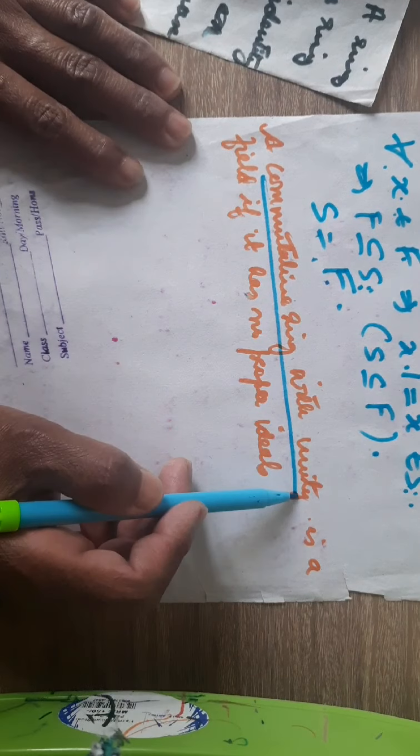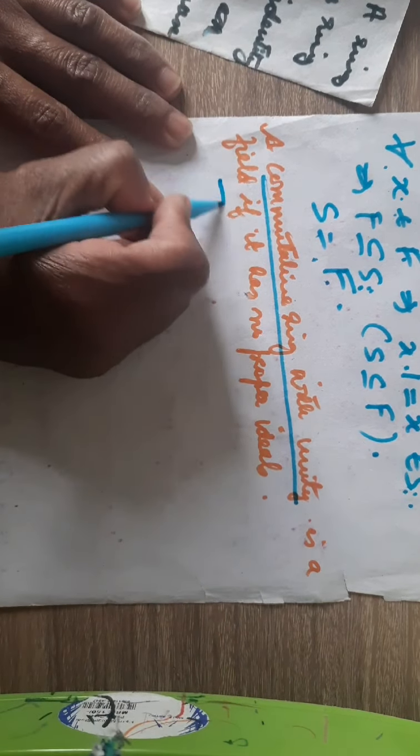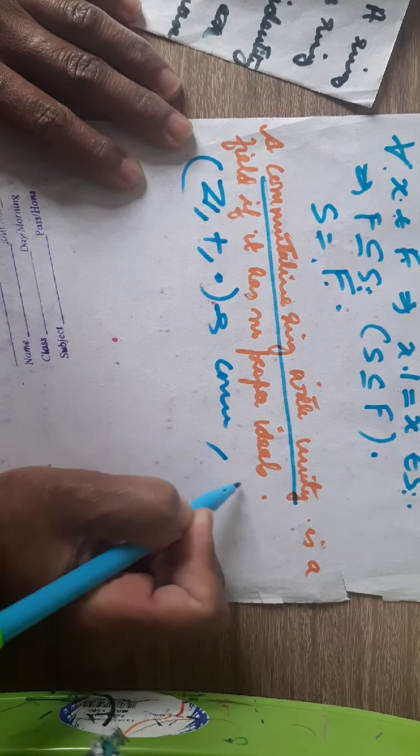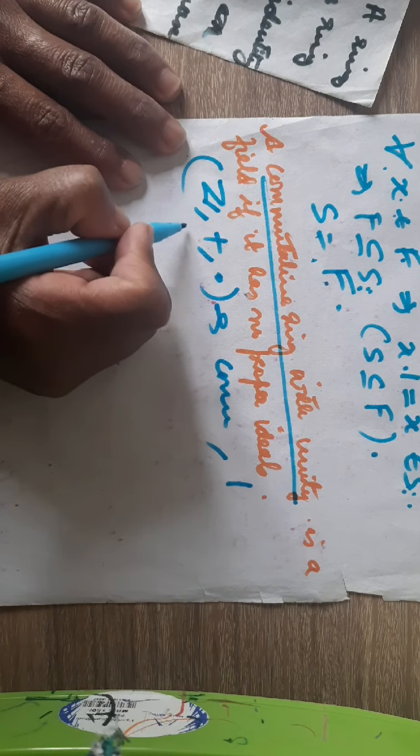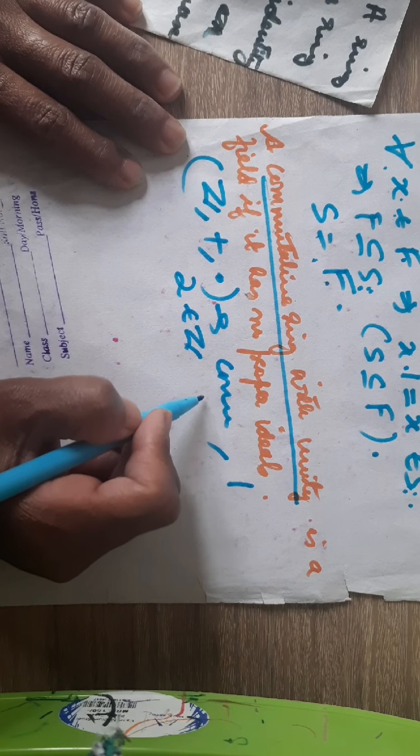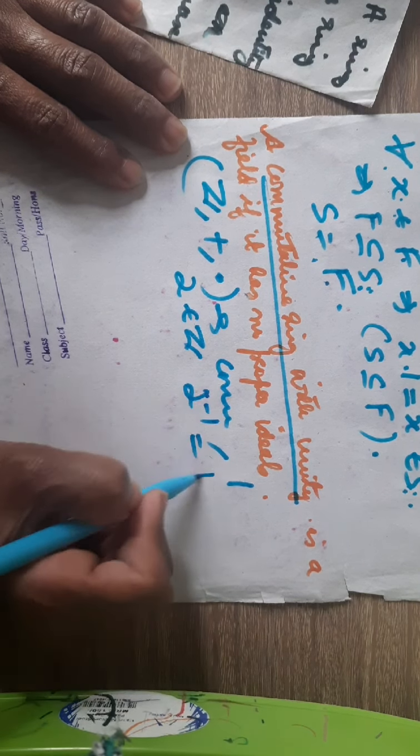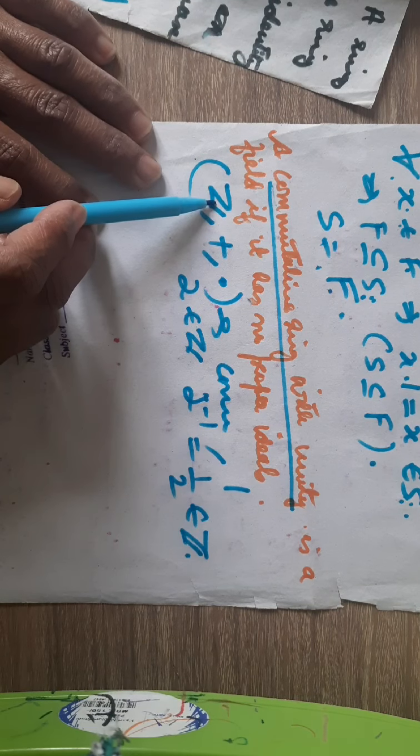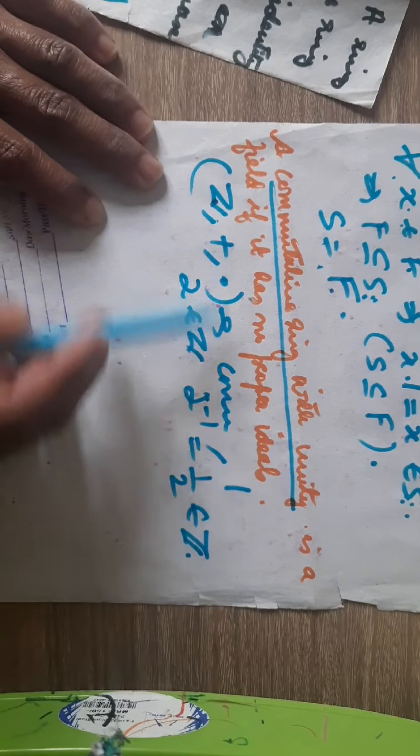Now we know that a commutative ring with unity need not be a field. For example, this set under plus and dot is commutative and it has a multiplicative identity 1. But it is not a field because, for example, 2 belongs to the set, but the inverse of 2, called 1 by 2, does not belong to the set. That means it is not a field because not every non-zero element of the set has an inverse in the set.